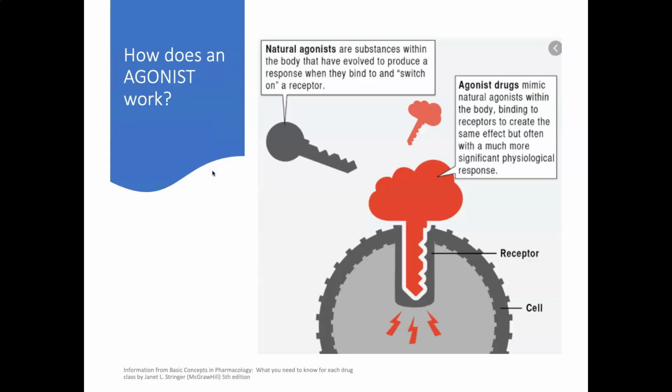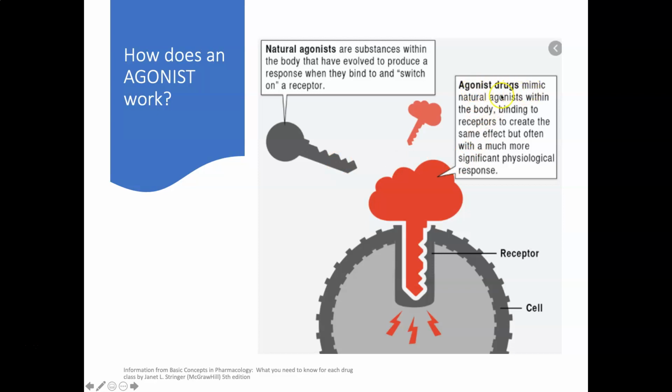So how does an agonist work? We kind of talked about this, but this gives you another idea. You have a cell, and that's this dark gray circle. And you have this little area in here that is the receptor, this dark gray area that goes toward the inside. Natural agonists are like the gray key. They are made for that door. Those are substances within the body that have evolved to produce a response when they bind to and switch on a receptor. Those are those neurotransmitters we talked about, or hormones.